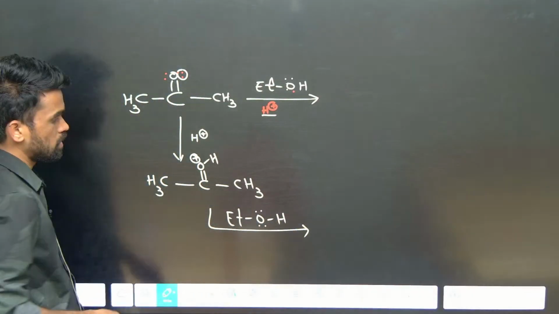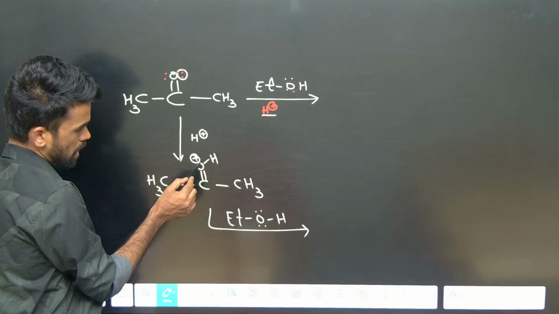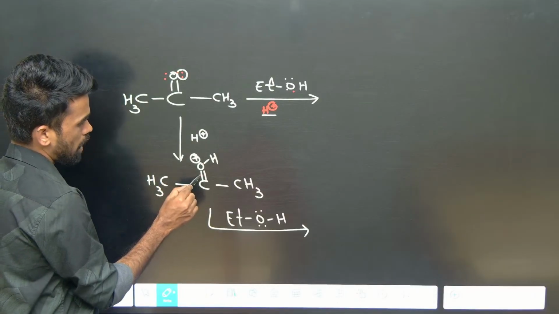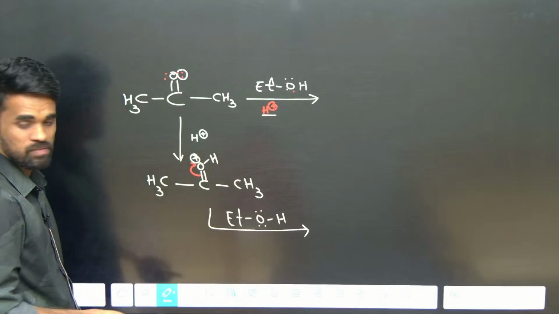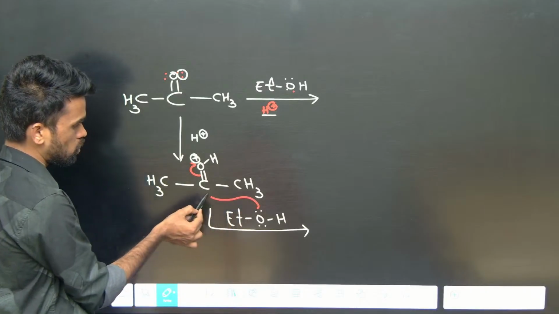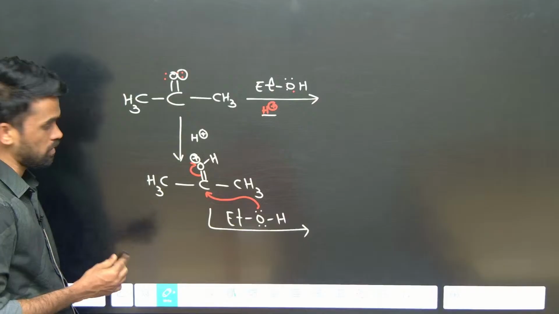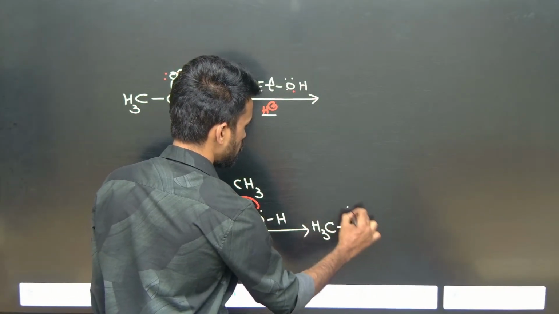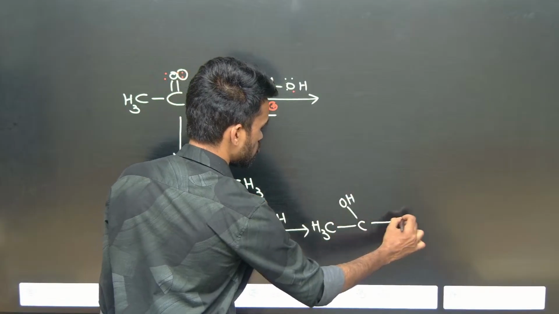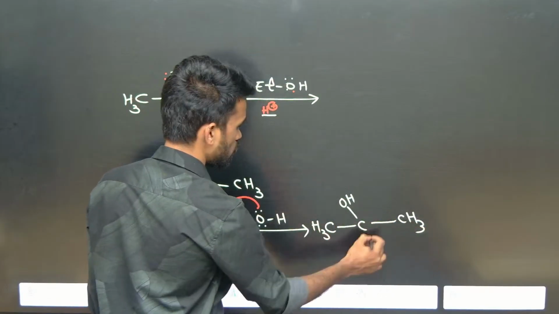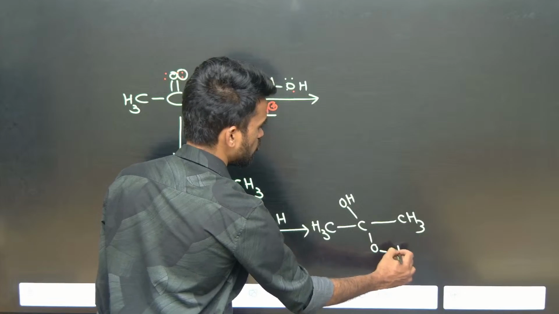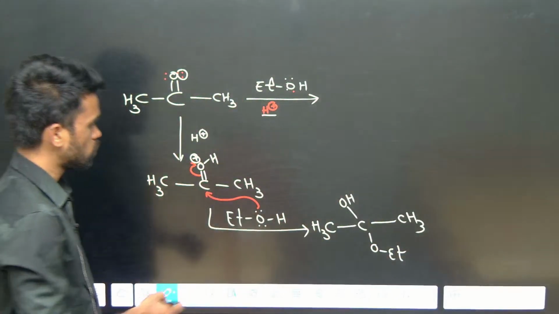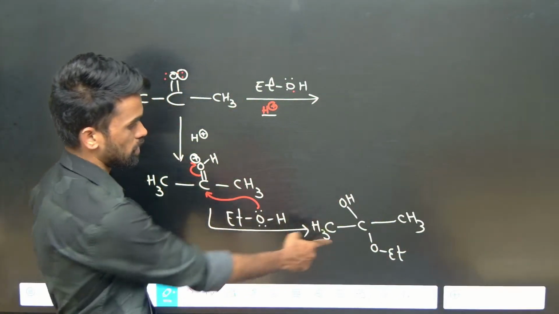Now oxygen is having a positive charge. It will drag this pi bond towards itself. So the lone pair electrons of ethyl alcohol will be attacking, which gives you CH3, C, OH, CH3, and here OEt will be there. Now this proton will be removed, so that we will get it like this.